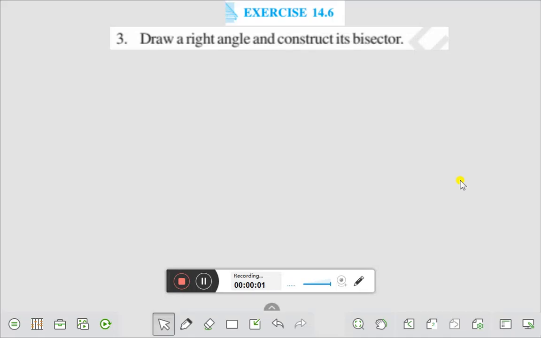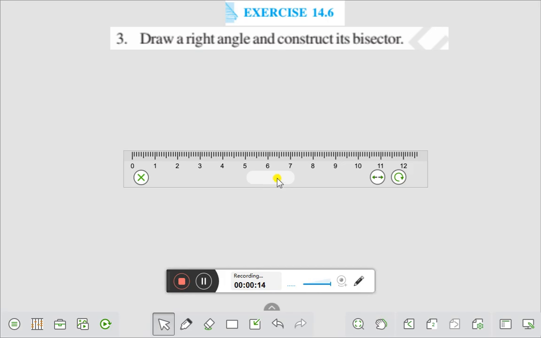Hello everyone. Today we shall discuss exercise 14.6 question number 3. Draw a right angle and construct its bisector. Let us draw a right angle with the help of a protractor. First of all, we choose a scale or ruler.